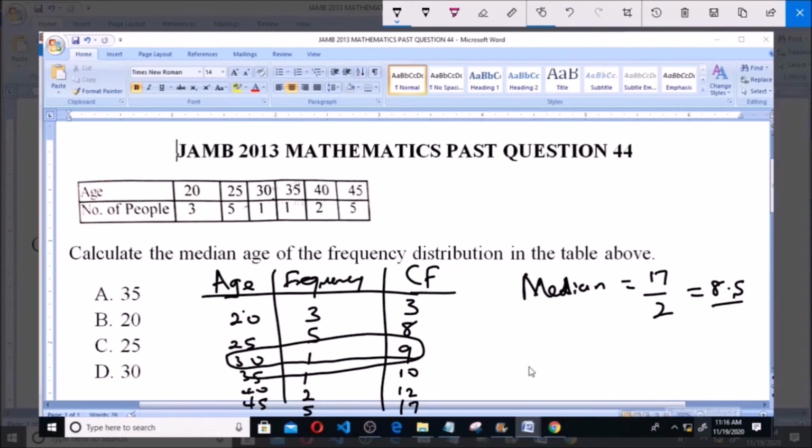So therefore, the median age which we got from our cumulative frequency is equal to age 30. So the answer to this question is option D, 30.